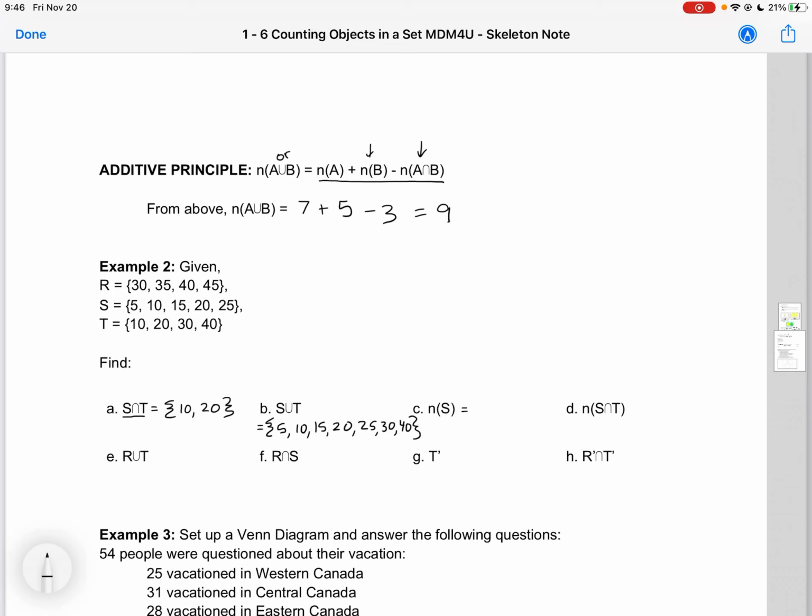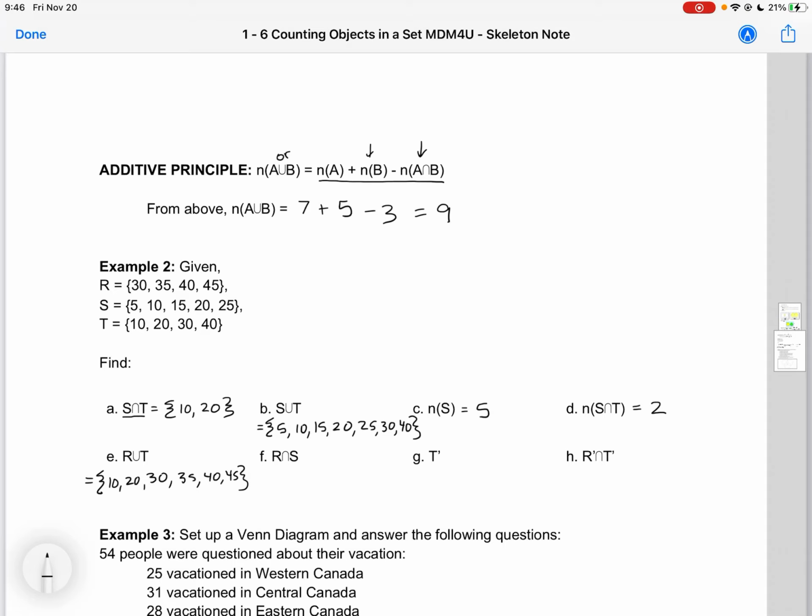C is the number of elements in set S, so that's going to be 5. D is the number of elements that are in the intersection between S and T, which is the number of elements in our set from question A, which is 2. E, we're listing the elements in the union of R and T. So again, I'm going to go down below because we've got a lot here. 10, 20, 30, 35, 40, and 45. So the elements that are in R or T or both.